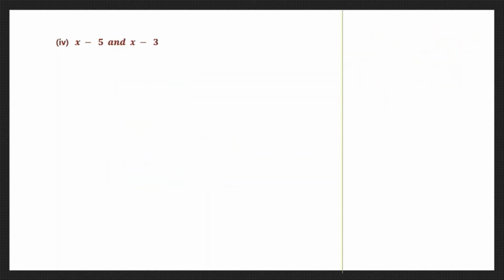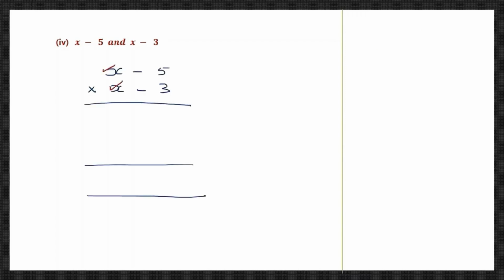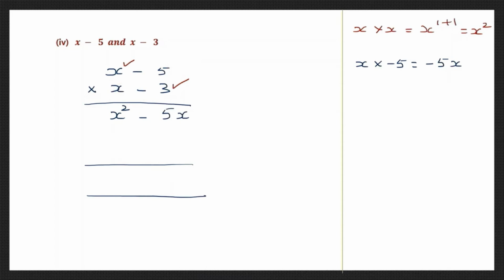Question 4, x minus 5 and x minus 3. So first let's take x into x. So that will be x into x, which is x to the power of 1 plus 1, which is x square. So let's write that down. So this is x square. Now let's take x into minus 5. So x into minus 5 will be minus 5x. Okay, so that is minus 5x. Now let's take minus 3 into x. So that is minus 3 into x will be minus 3x. We have written it down here.